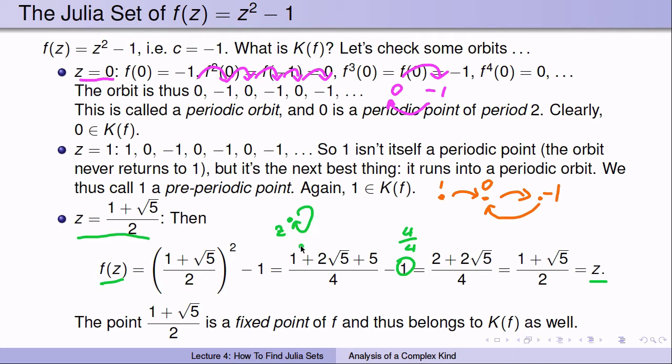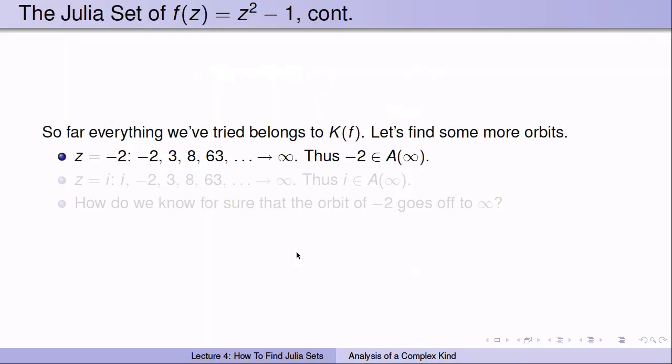It has to belong to the filled Julia set as well, because the orbit stays bounded and never leaves the point z. So far, everything we've tried belongs to the filled Julia set. Let's find some more orbits.